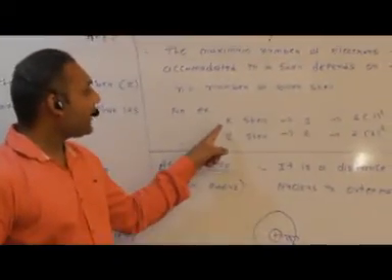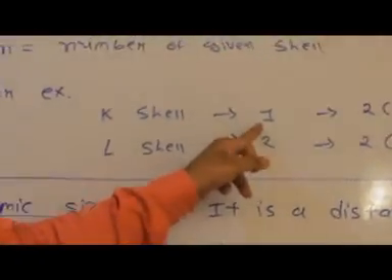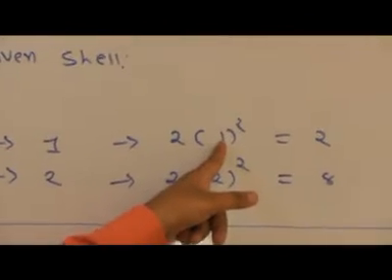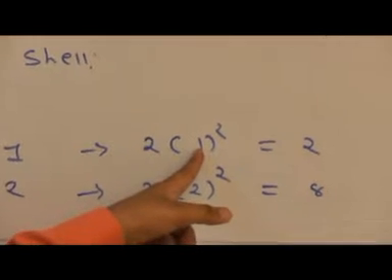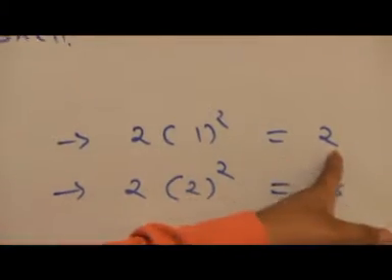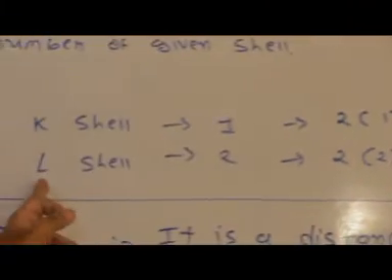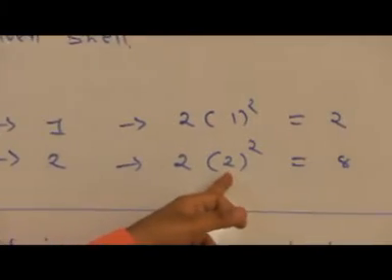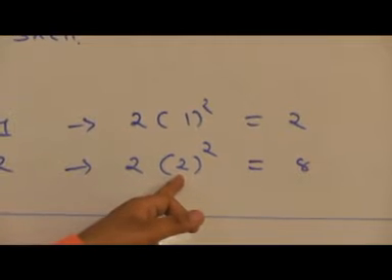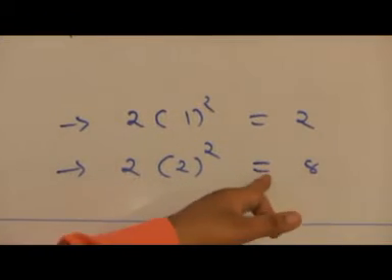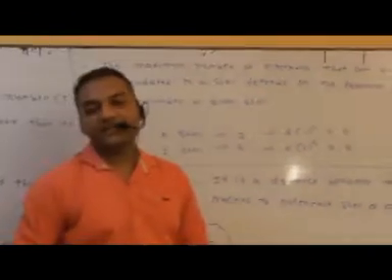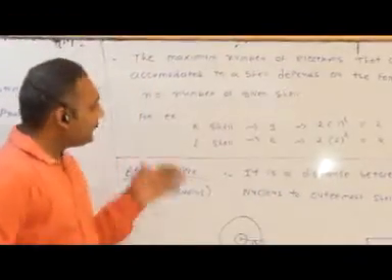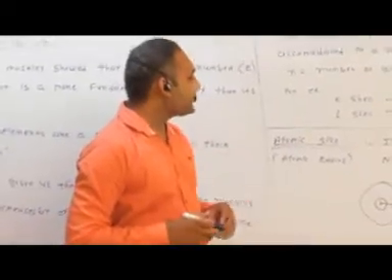For example, the K shell number is 1. On the basis of the formula 2n square, where n is equal to 1, the total number of electrons present in the K shell is 2. Second is the L shell. On the basis of the formula 2n square, we put 2 here: 2 into 2 square means a total of 8 electrons are present in the second shell. Then 8, 18, 32 and so on are present in the shells after this.